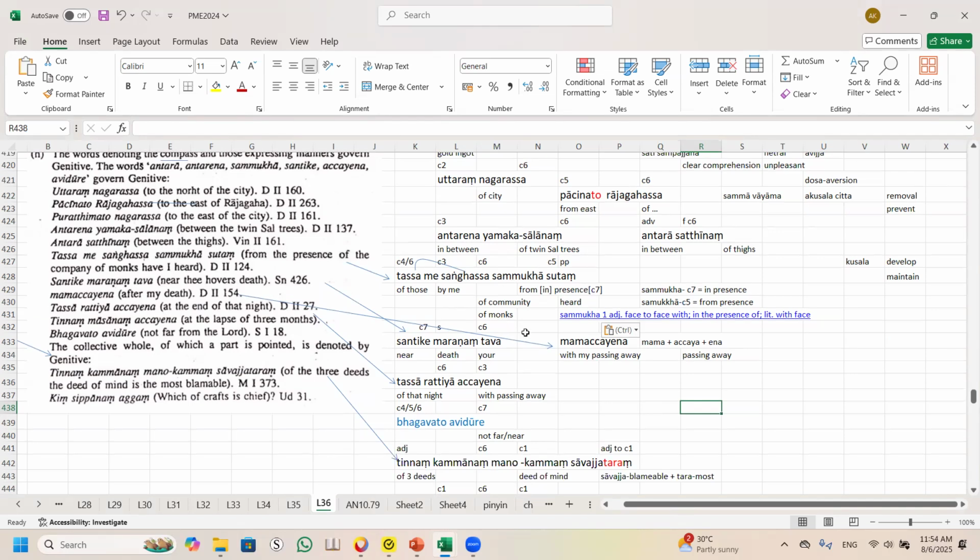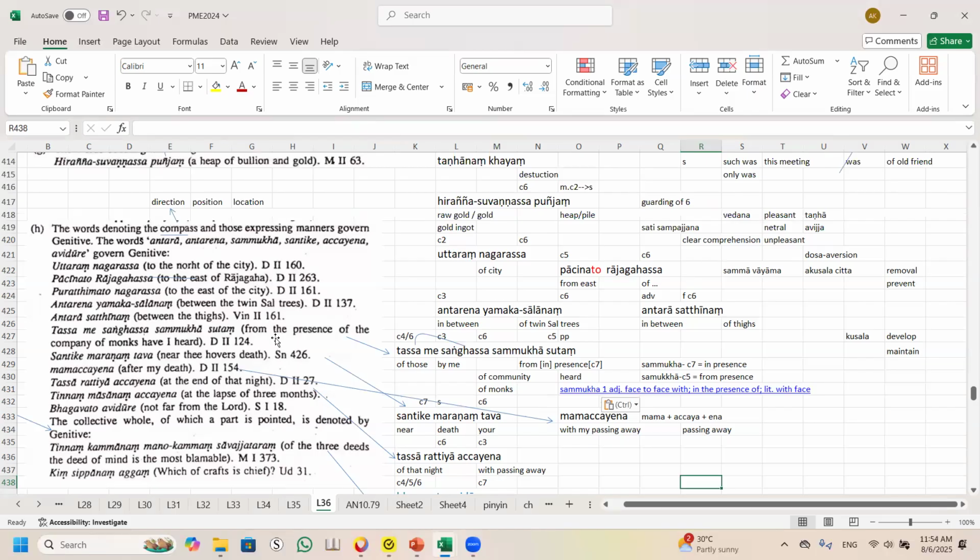Now, Brother Alfred, back to this: Uttaram Nagarasa Pachinato Rajagahasa. Why not use the word from? Not the Uttaram, the Pachinato and the Puratimato. The book indicated two. Why two and not from would be more appropriate? The book stated as to the east of the city, to the east of Rajagaha. In English, when we are pointing to a direction, we always use to the east, to the north, to the south. So when pointing to a direction, we use to the east.